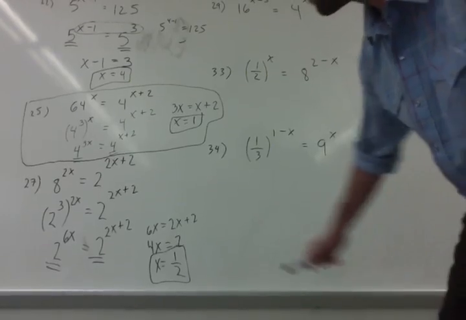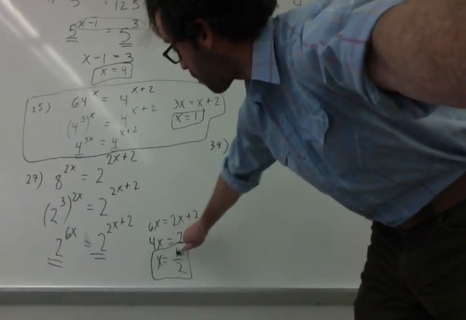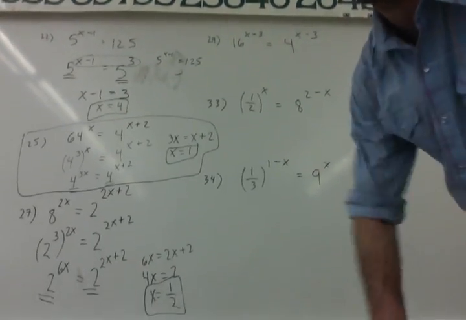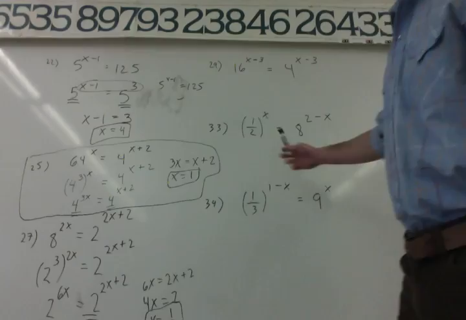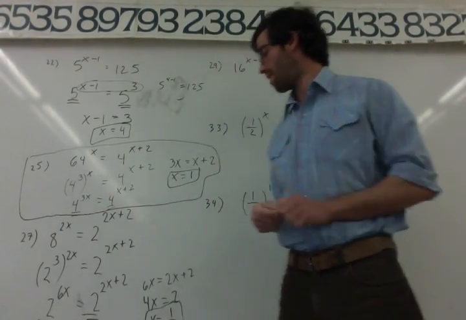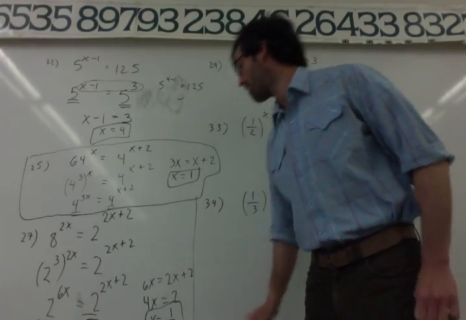4x equals 2, we divide by 4. 2 divided by 4 reduces to 1/2, all right? And we can plug in 1/2 if we want, but let's not for time purposes, okay?